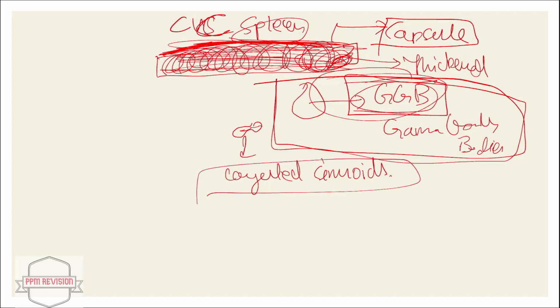Now, as told, congested sinusoids are present. Let me just recap what I told you. There's a very thick capsule present. There's presence of Gamna-Gandy bodies, as told, in the CVC spleen. There's presence of Gamna-Gandy bodies, and there's also presence of congested sinusoids.